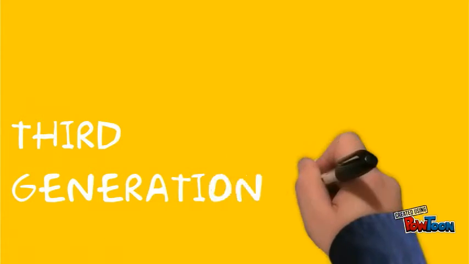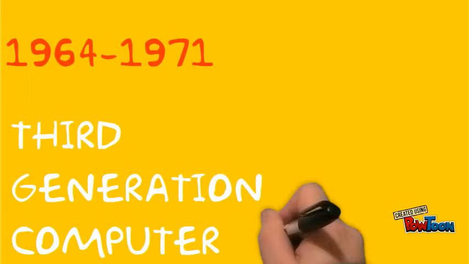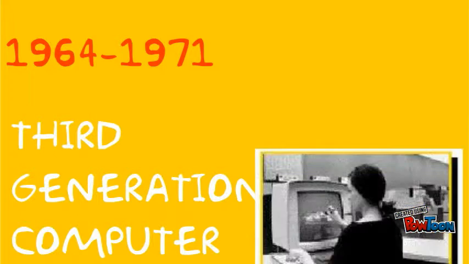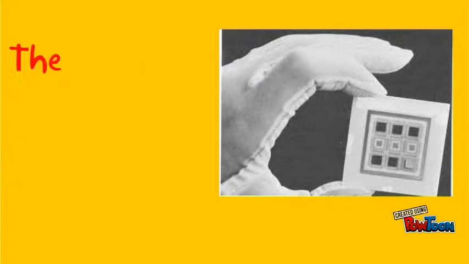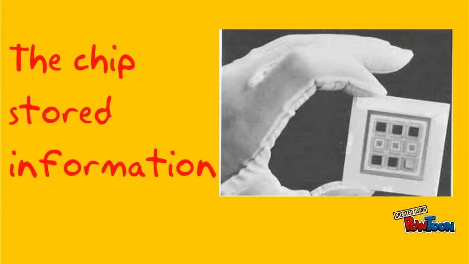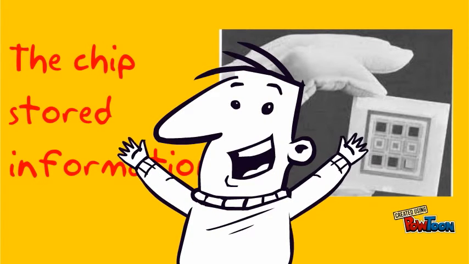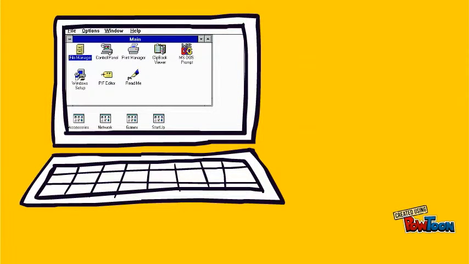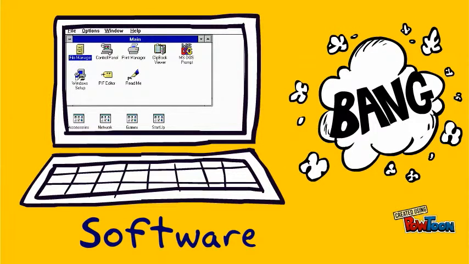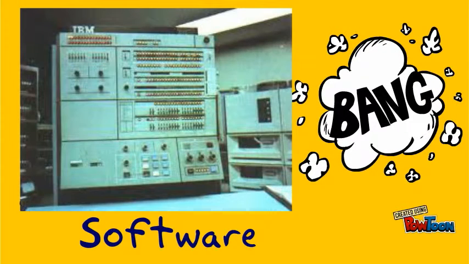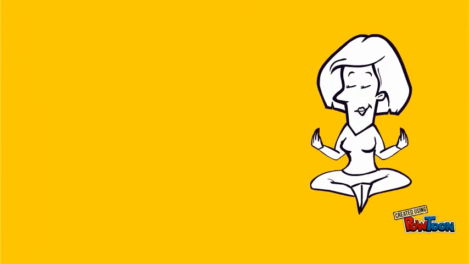Third generation of computers. From 1964 to 1971, the greatest achievement was the use of integrated circuits. The computers were smaller, faster, and consumed less electricity. The chip stored information, and this enabled computers to do several tasks at the same time, such as the processing of information and mathematical calculation. In the third generation, programs or software began to emerge. The most recognized software company in this generation was IBM. The company launched the IBM 360 and 370 mini-computers.